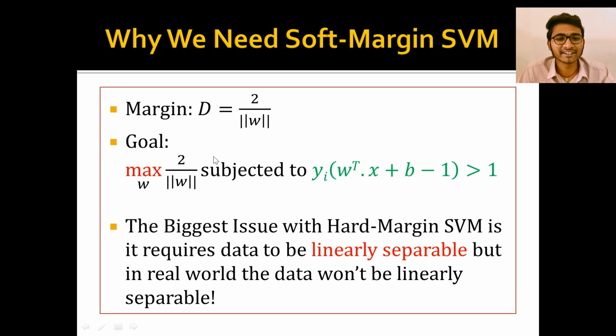Now we got a constraint. Now what is the goal of SVM? Please listen carefully. The goal of SVM is to find the robust maximum margin line, right?